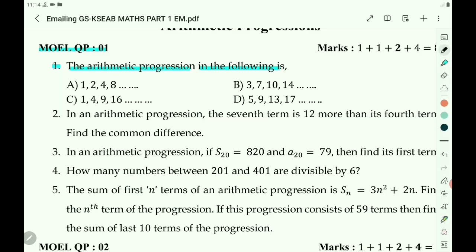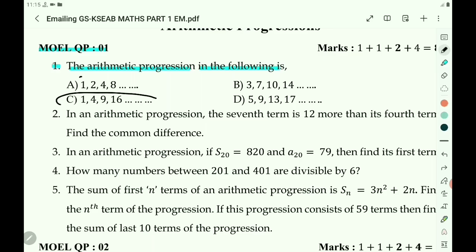Here you observe 1, 2, 4, 8 are there. 1 plus 1, 2, 2 plus 2, 4, 4 plus 4, 8. Same number is not added. Here A2 minus A1, A3 minus A2, A4 minus A3 are not same. Now you take this one. Here 3, 7, 10, 14 are there. Here you observe 3 plus 4, 7. 7 plus 4, 11 must be there. 11 plus 4, 15 must be there. So it is not an AP.